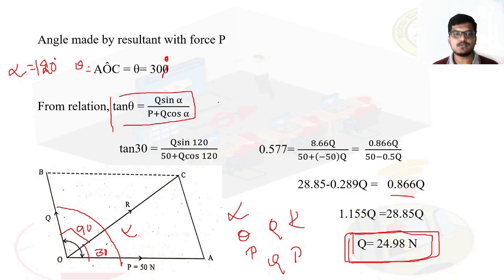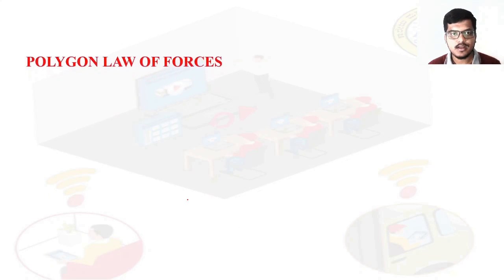Whatever the forces they give, the angle between them is alpha, and the angle between the resultant and one of the forces is theta. Fine. Next, polygon law of forces.